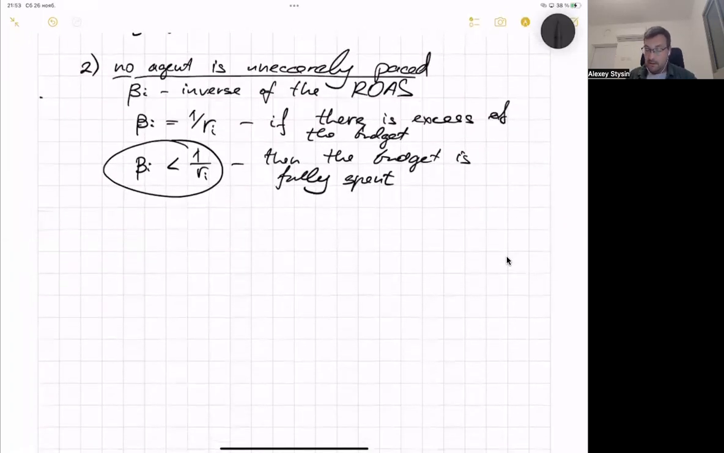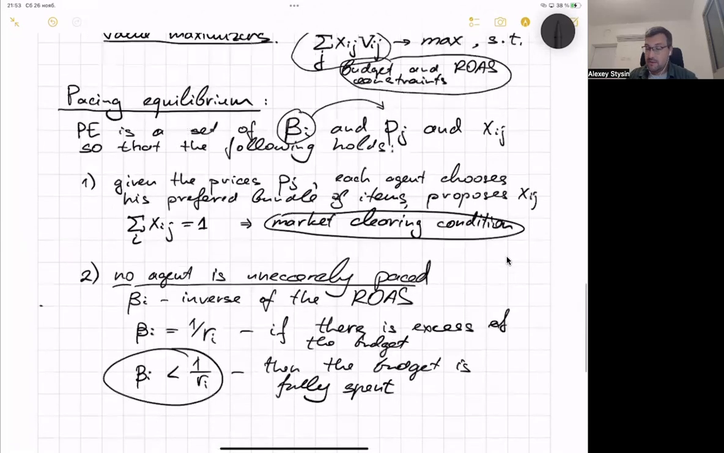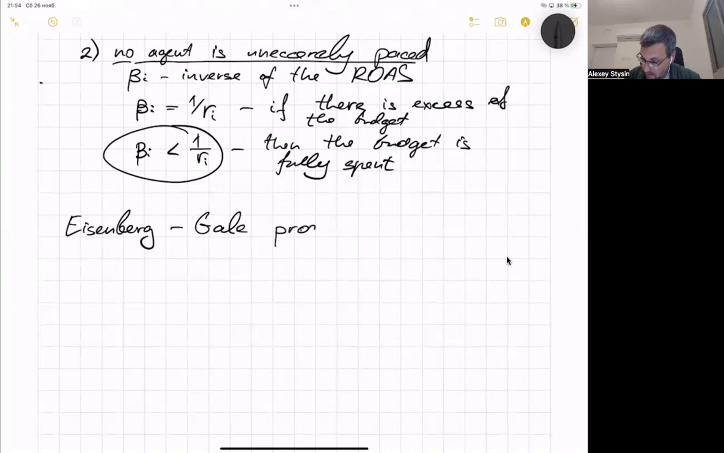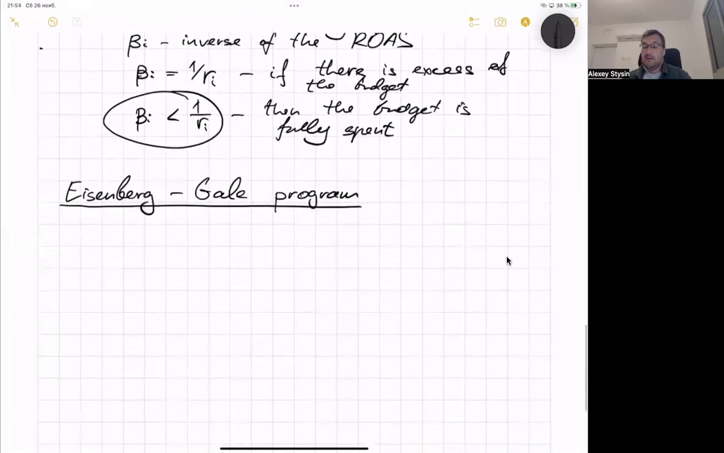Okay. So it turns out, and it's probably the most interesting thing here, that this set of constraints, this definition of pacing equilibrium, could be mapped into the Eisenberg-Gale program. And let me show you what this is. The solution to this program will give us everything we want. It will give us the multipliers, the prices, and the allocations, and all of these conditions will hold. So the proof that this equilibrium exists basically follows from the existence and uniqueness of the solution of the Eisenberg-Gale program. So what is this Eisenberg-Gale program?